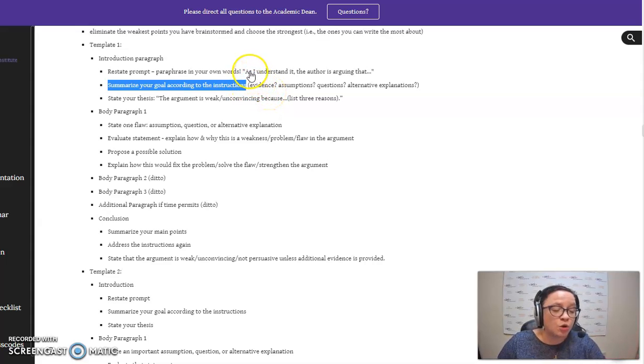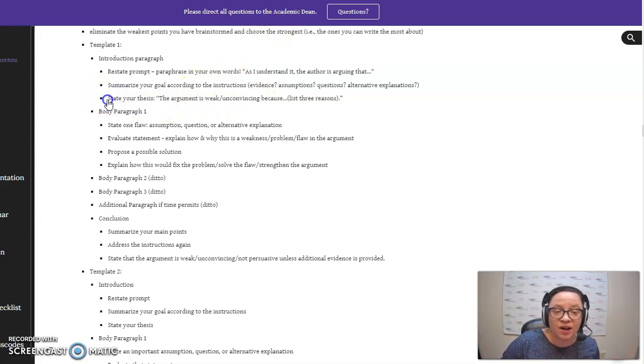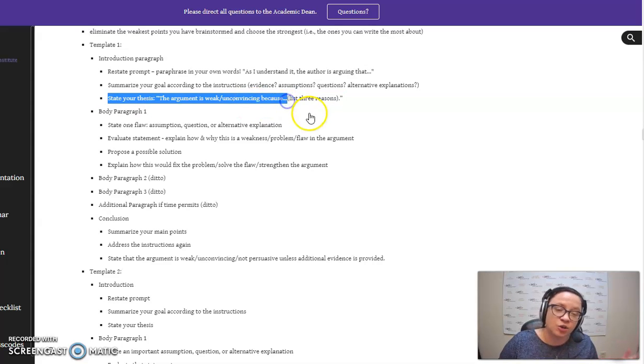I will show what unwarranted assumptions there are. I will try to elucidate the unanswered questions or alternative explanations. Whatever it is the instructions have specifically asked for needs to be explicitly addressed in that introductory paragraph. And then the thesis: the argument is weak or unconvincing because of at least three reasons.